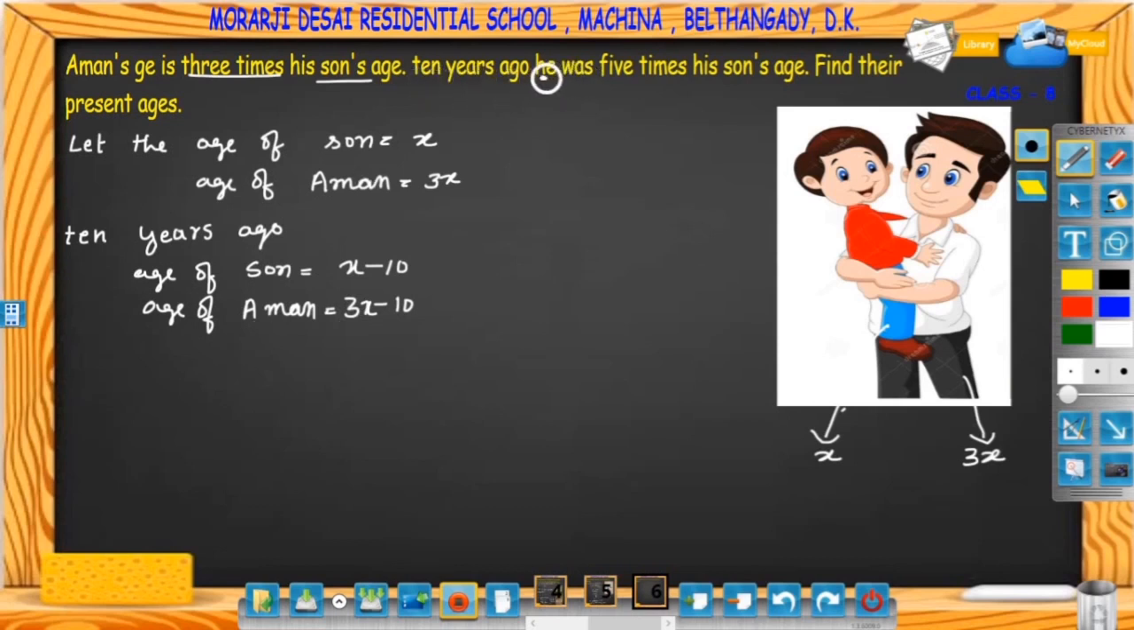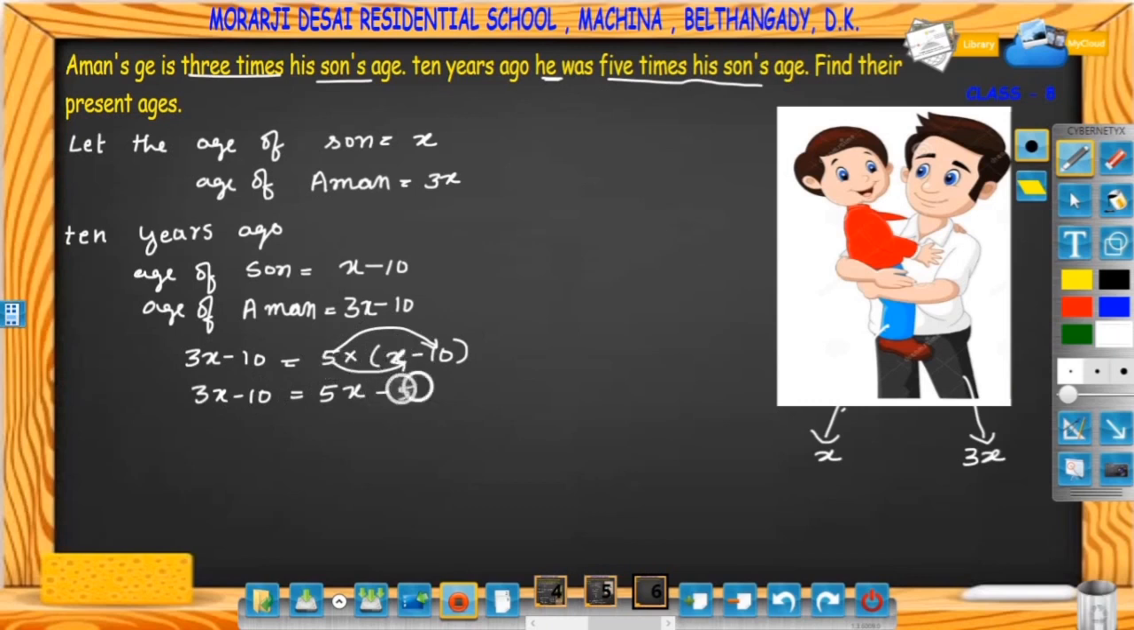Now find their present ages. 10 years ago what happens? He was 5 times his son's age, means Aman was 3x minus 10 is equal to 5 times son's age, that is x minus 10. So 3x minus 10 is equal to, multiply 5 to both the terms, 5x, then 5 into 10, 5 into 10 is 50. 5x is larger than 3x, so I will interchange LHS and RHS. 5x minus 50 is equal to 3x minus 10.